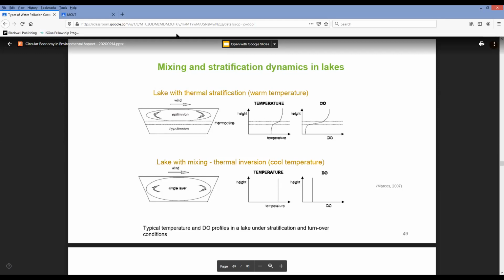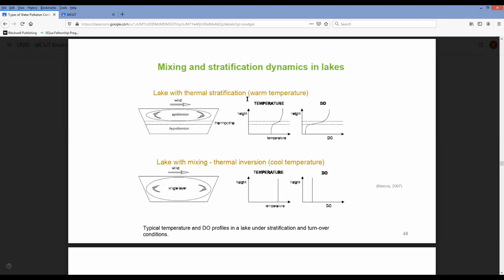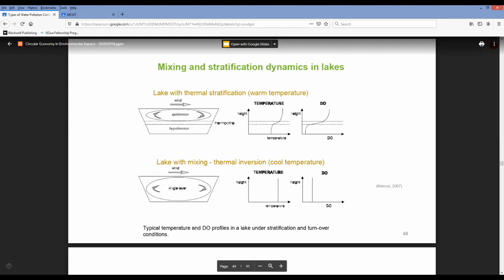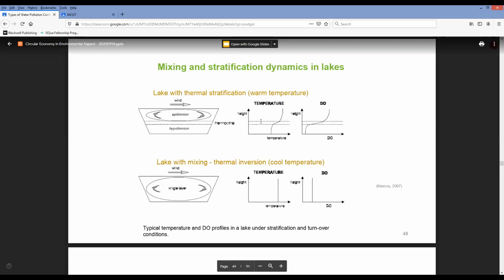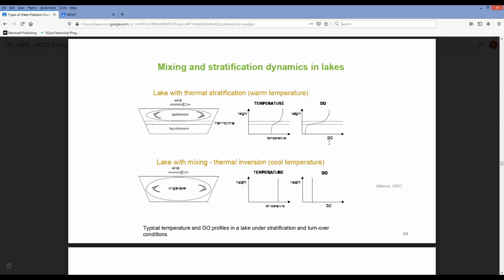And then, as you can see from the bottom image, there's a lake with a mixing thermal inversion, which is cold temperature. As you can see, there is no layer differences. Everything is mixing together because of the temperature change. That's why in the cold temperature, the water current becomes circular because of the water density changes. Okay, next please.